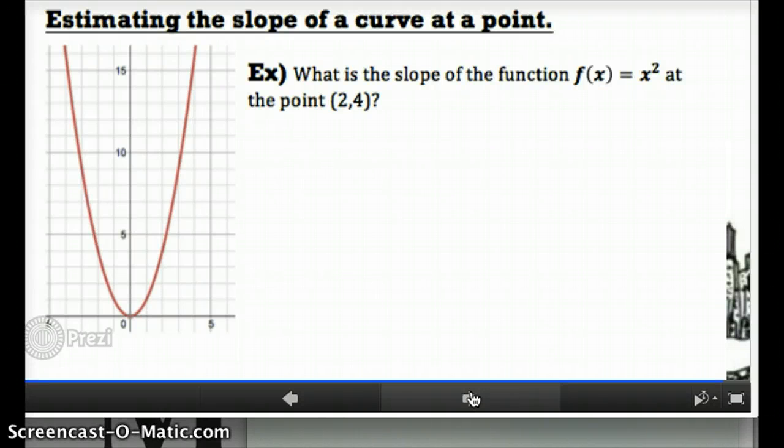This first example is the function x squared, and they're asking us for the slope of the function x squared at the point (2, 4). Now, asking for the slope of a function is just the abstract version of asking for the rate of change. And they do want the instantaneous rate of change at this point, but we're not going to find the instantaneous rate of change. We're just going to estimate it.